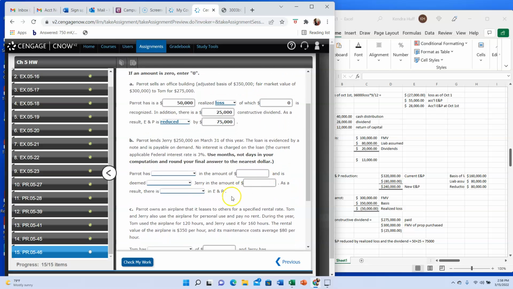All right, Parrot lends Jerry $250,000 on March 31st of this year. The loan is evidenced by a note and is payable on demand. No interest is charged on the loan. Federal interest rate is 3%. Use months, and so on.